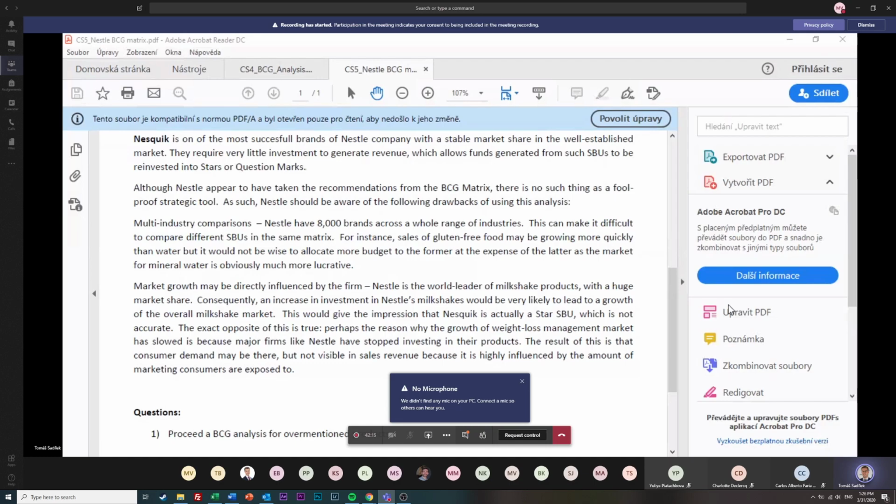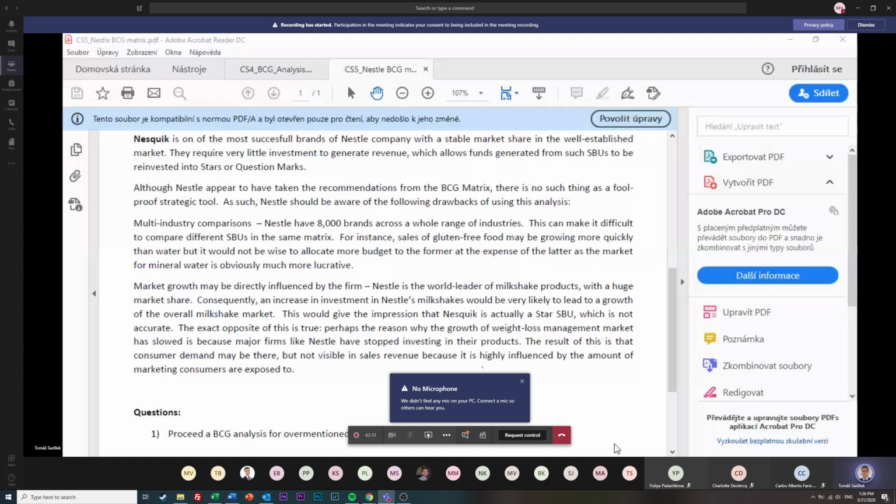The second part, or the second task, is this second case study. The case study is called CS4 BCG analysis. Yeah, CS4 BCG analysis. And what is it about? So the second task looks like the following. You should see it now.